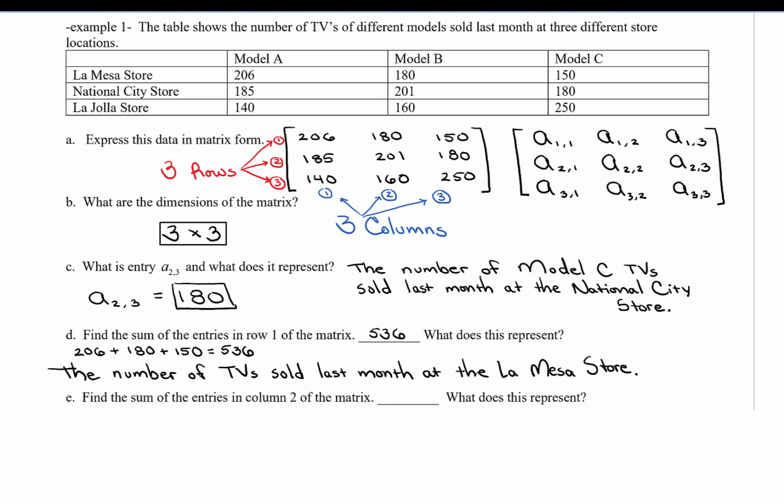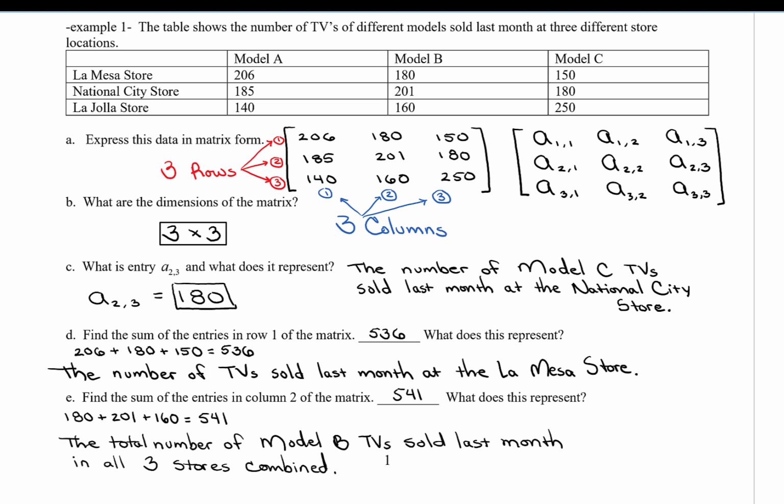E. Find the sum of the entries in column 2 of the matrix. What does this represent? So we're going to column 2. Column 2 here is going to be representing the Model B TVs. So if I add those up, I'm going to add up 180, 201, and 160, and that's going to give me a sum of 541. And what does this represent? This represents the total number of Model B TVs sold last month in all 3 stores combined.